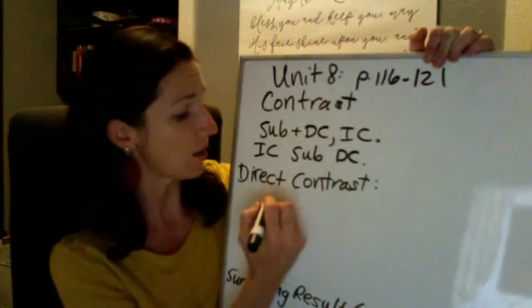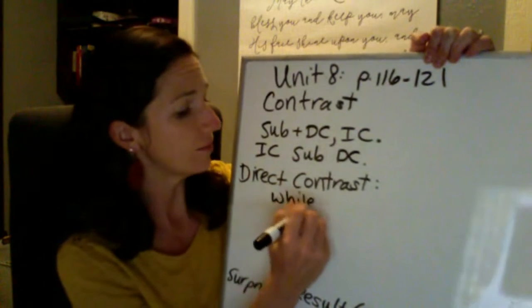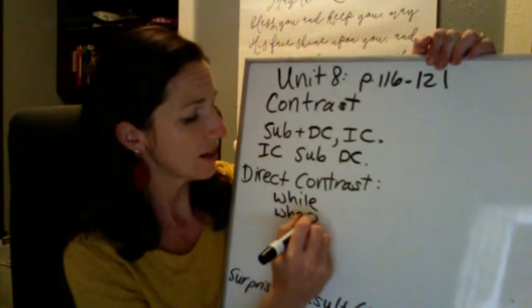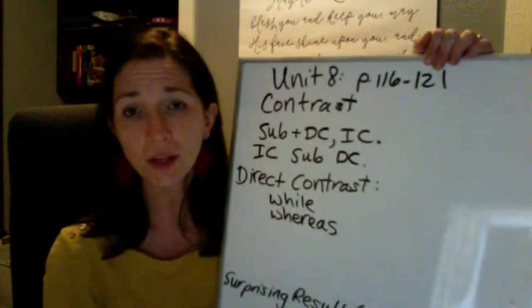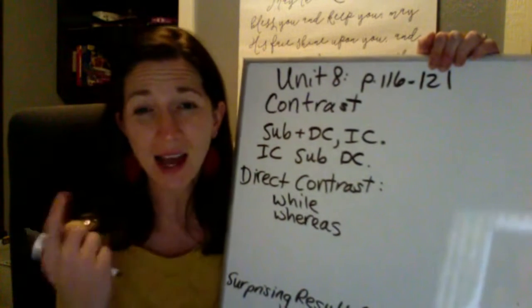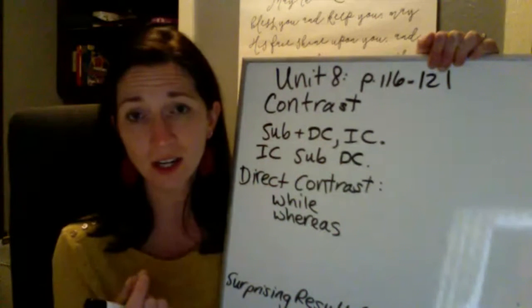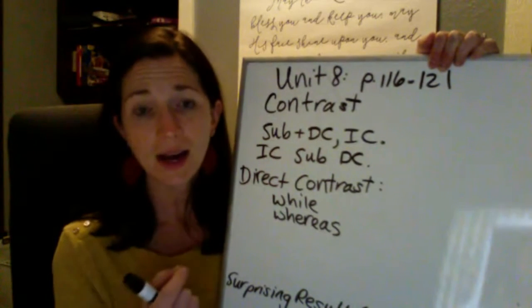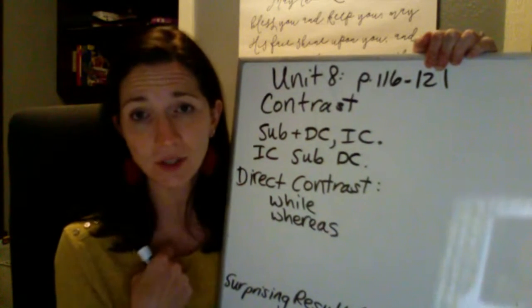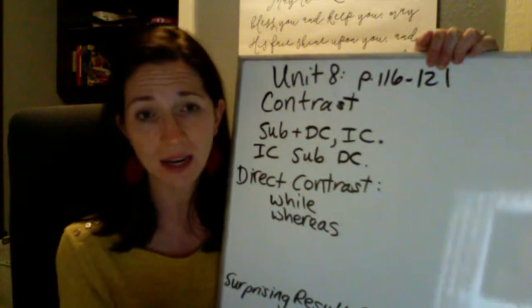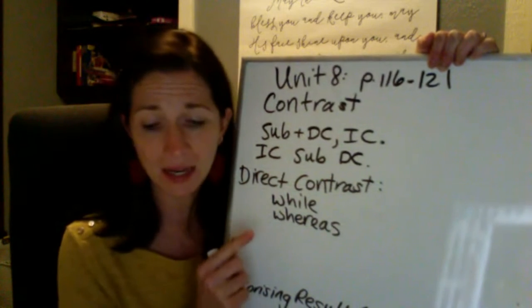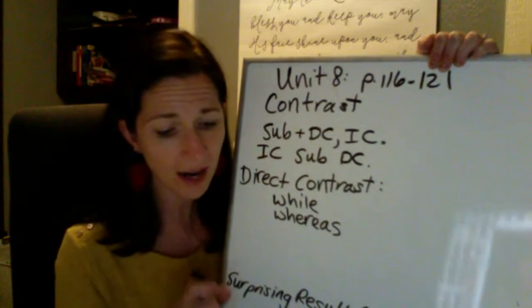Direct contrast, we talked about the subordinators while and whereas. And these two both show direct contrast. I have brown hair while my sister has blonde hair. I have class on Tuesday while Krista has class on Monday. They have the same meaning and they both show direct contrast.